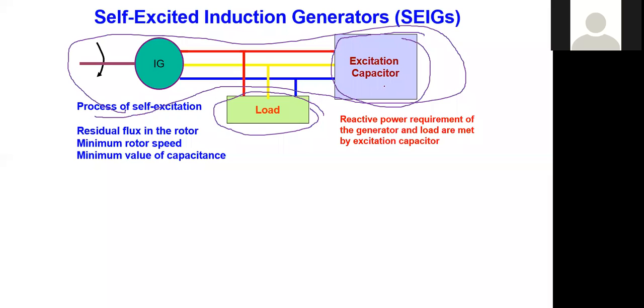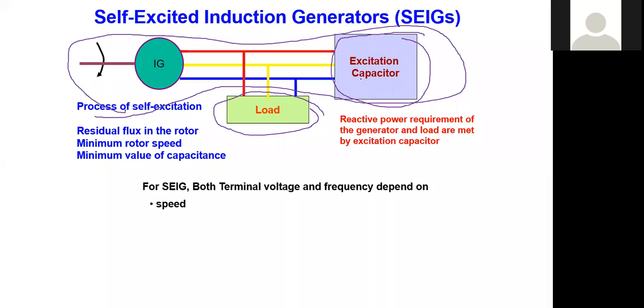If you want to create the self-excitation, residual flux should be there, similar to the DC machine, and a minimum rotor speed and a minimum value of the capacitance are required. In the case of the DC machine, we require the critical field resistance. The same concept is applicable here. Instead of critical field resistance, here we use the critical value of the capacitor.